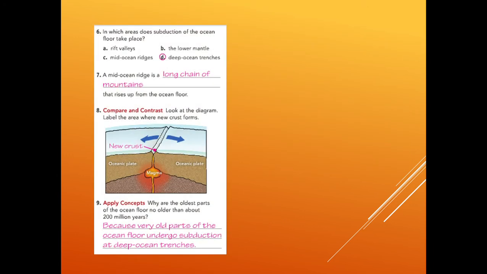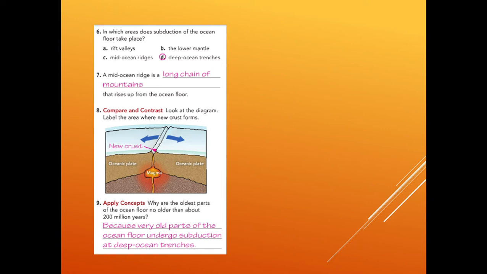Okay, so number 6, in which areas does subduction of the ocean floor take place? Of course, this will take place in the deep ocean trenches. If you analyze the rest of the options that you can see right there, you will notice that they do not match what you are being asked for, and of course, about subduction.